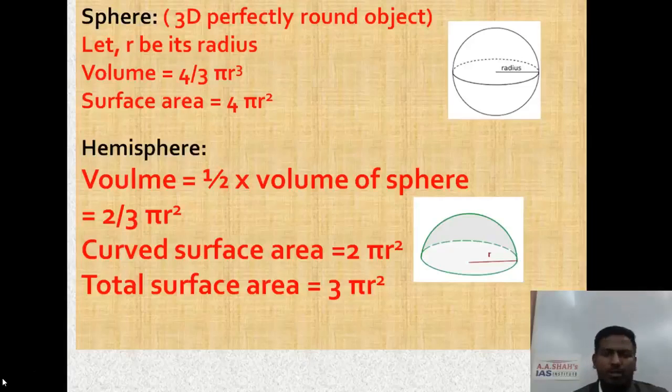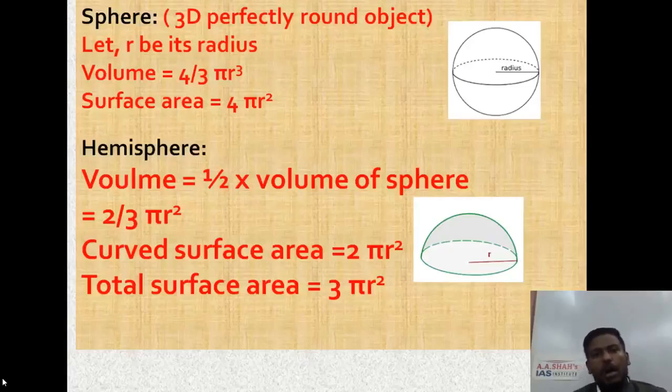Now see, it has only one surface, which is a perfectly round area, so no curved surface area addition or any other area addition takes place in the case of the sphere. So directly you can write that the surface area of the sphere is equal to 4 pi r square. Now, hemisphere.